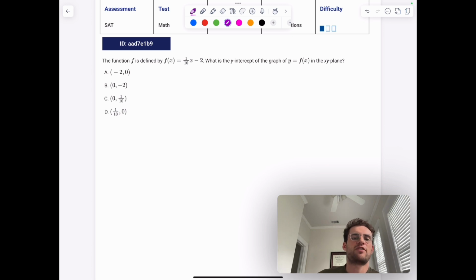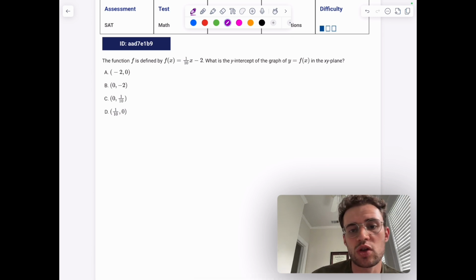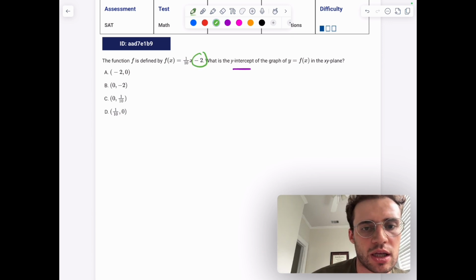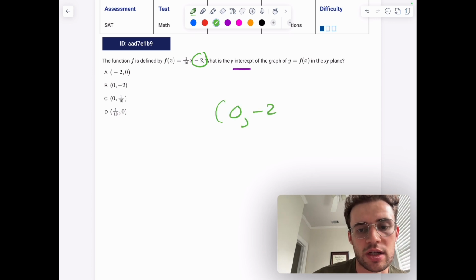The function f is defined by f of x equals 1/10 x minus 2. What is the y-intercept of the graph of y equals f of x? Well, the y-intercept is just going to be this minus 2 here. So that'd be when x is 0, your y value is -2.